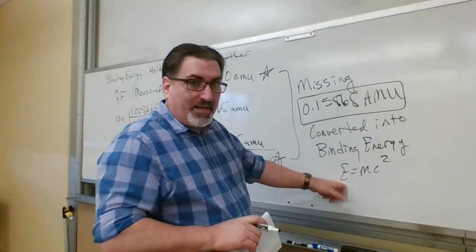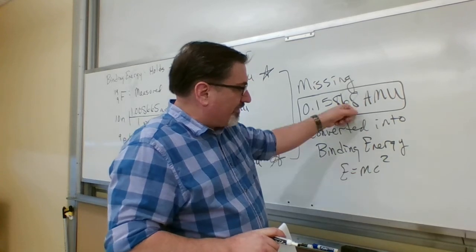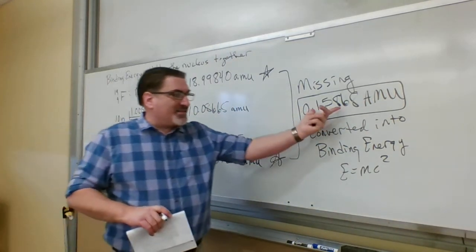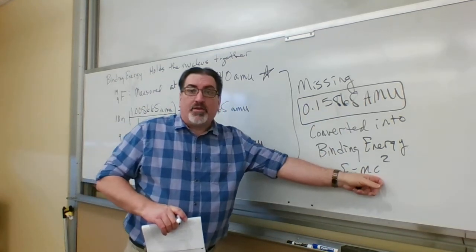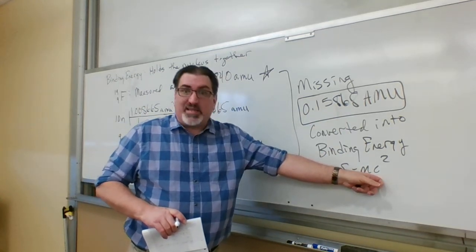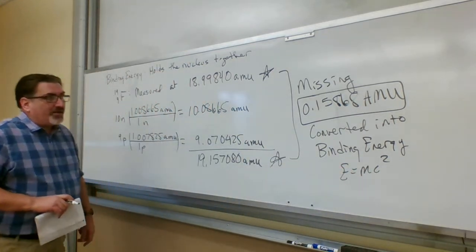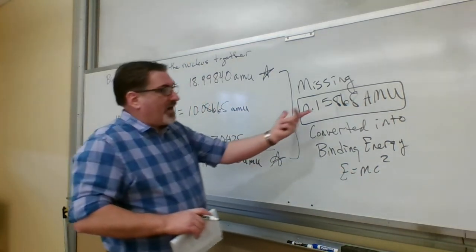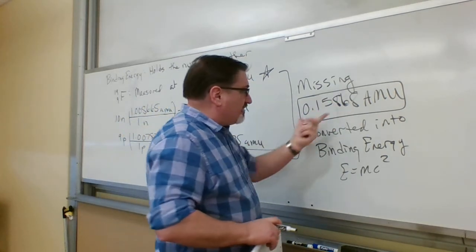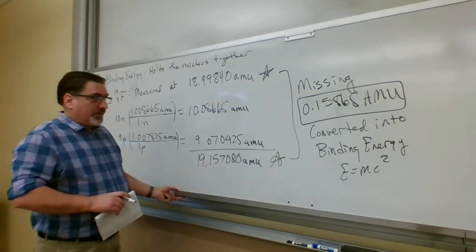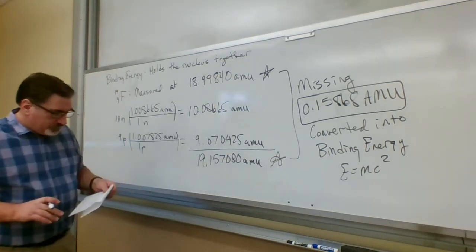The binding energy is equal to the mass in kilograms, we have to convert that to kilograms, times the speed of light squared. Very tiny masses give us large amounts of energy because 3 times 10 to the 8 squared is 9 times 10 to the 16th. So we get a lot of energy out of a very tiny amount of matter that's missing. So this amount of energy, the binding energy, comes from this mass defect. It's called a mass defect, what's missing out of that calculated mass versus true mass.